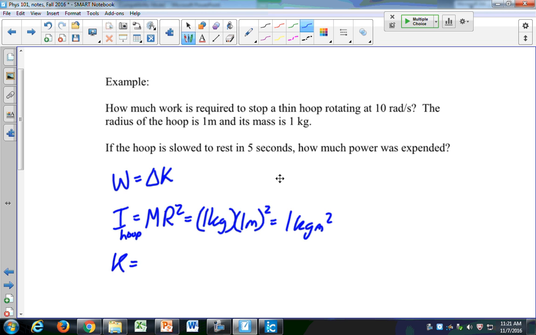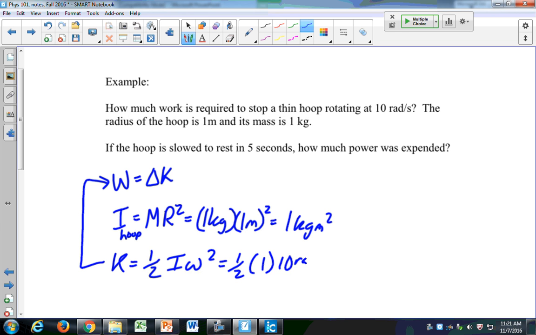And then I want to know the kinetic energy. That's going to be 1/2 I omega squared, and that kinetic energy will equal the work that's required to stop this thing. So that's equal to 1/2 of 1 times 10 radians per second squared. So that is 50 joules. You have to do 50 joules of work in order to stop this guy from turning.